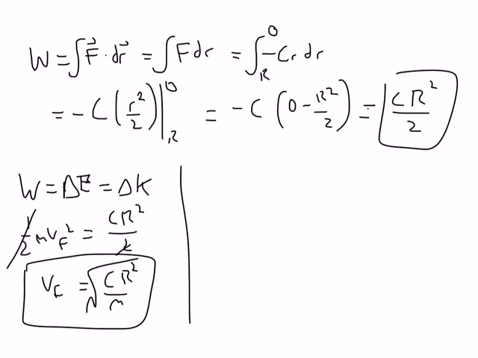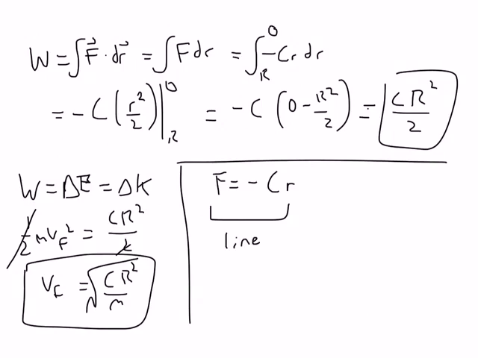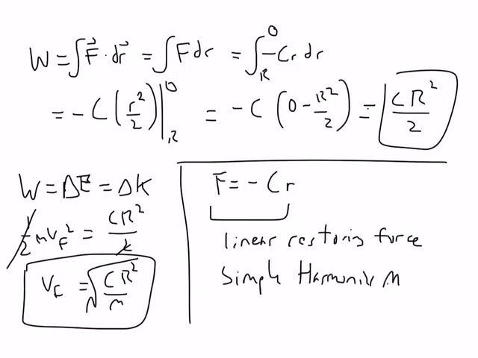Part E, describe. Well, there's a couple different ways you can approach this. I think the simplest and best way is to recognize that we have a force equals negative constant times a position. So this is the definition of a linear restoring force. And we know that if you have a linear restoring force, simple harmonic motion is the result, right?